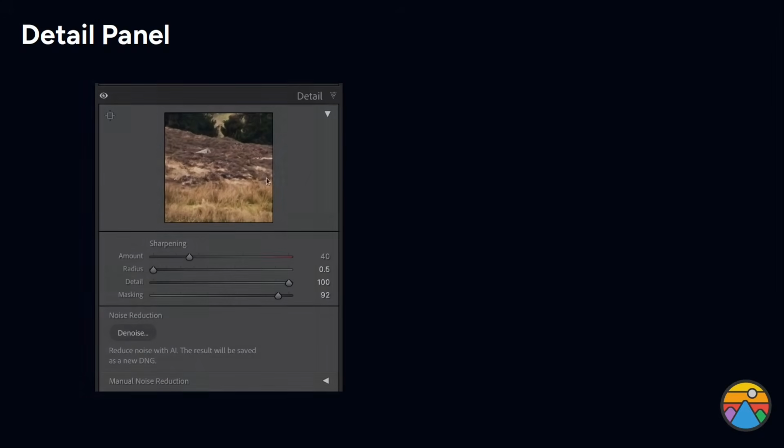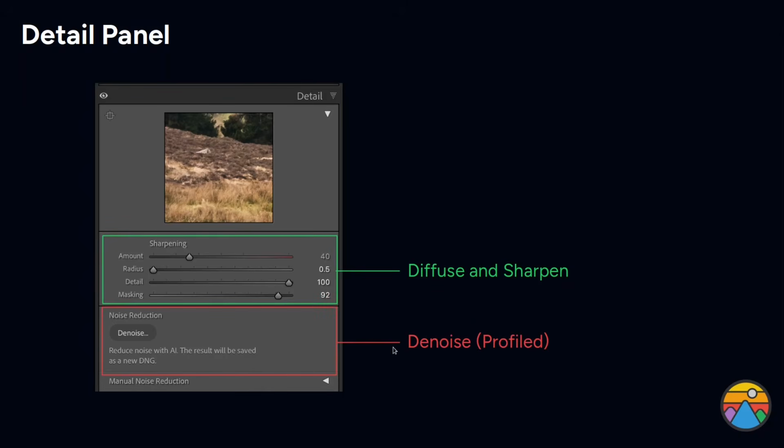So the next panel in Lightroom is the detail panel, which handles sharpening and noise reduction in one. In Darktable, there are 2 separate modules for doing this. There's Diffuse Sharpen, which handles sharpening and also diffusion if you want to add haze effects. And there's Denoise Profiled for handling noise reduction.